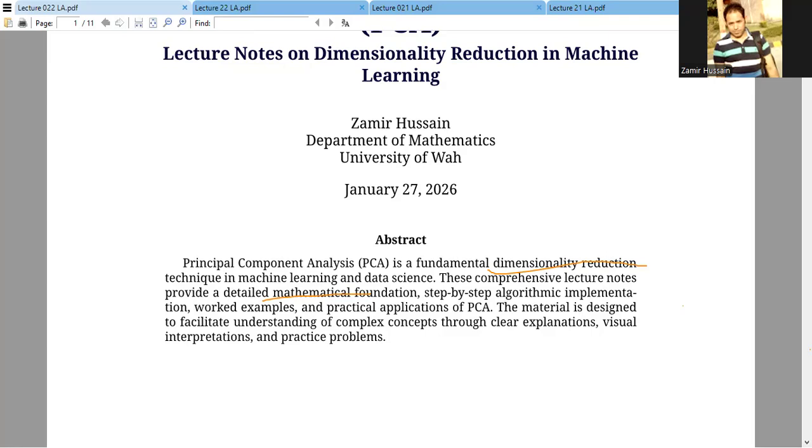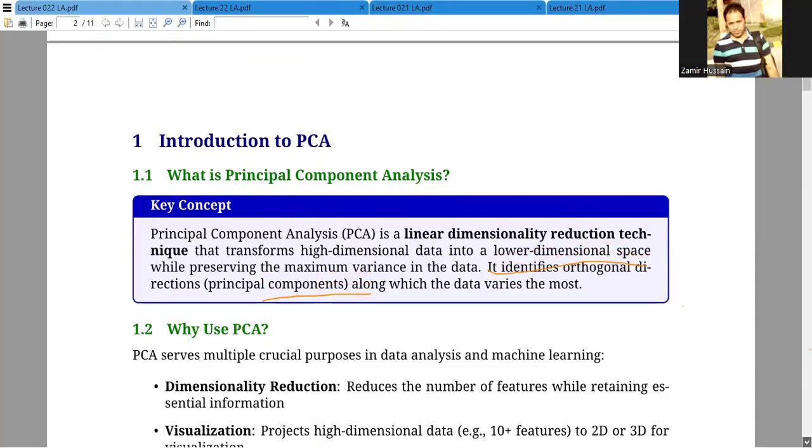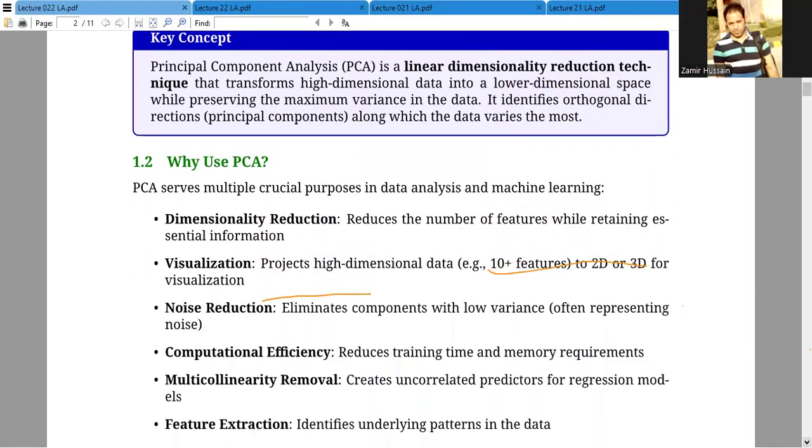Firstly, we study why we use the principal component analysis method. It is a linear dimension reduction method that converts high dimension data into low dimension data. During the process, we preserve the variance and the data dimensions using the orthogonal reduction principle. First, three to five things on why we use principal component analysis.